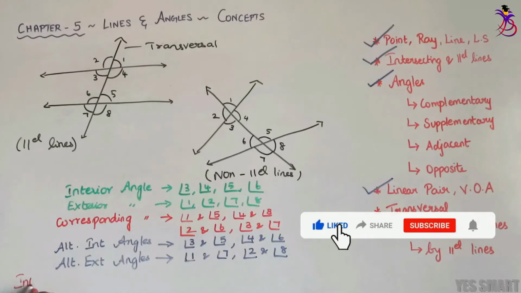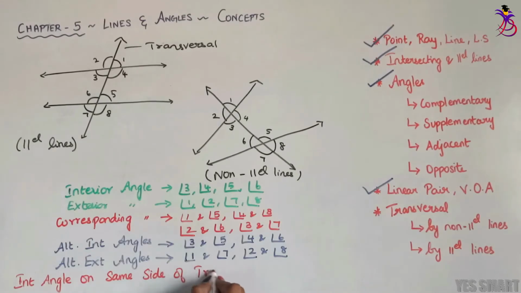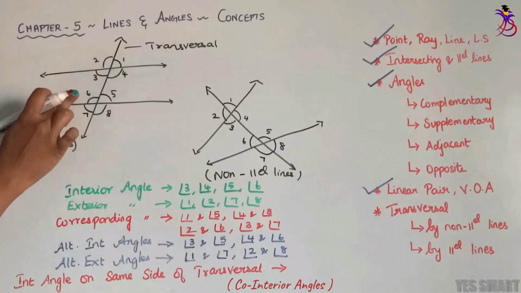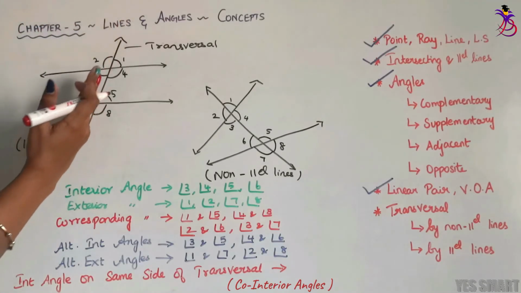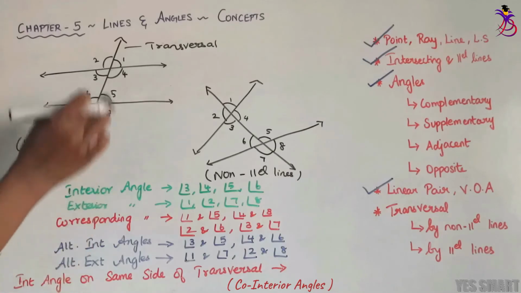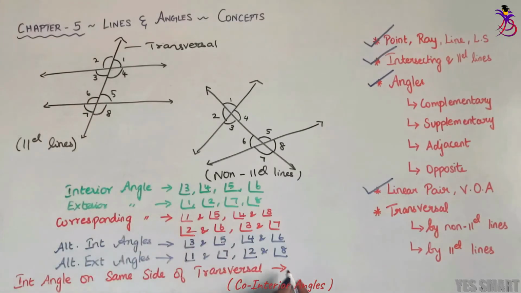The next type is interior angles on the same side of the transversal, that is, the interior angles which lie on the same side of the transversal. They are also called co-interior angles. So on observing the example, we could say that angle 3 is an interior angle. The angle which lies on the same side of the transversal as angle 3 is angle 6, because angle 3 and angle 6 lie on the same side of the transversal. Therefore, angle 3 and angle 6 are co-interior angles.